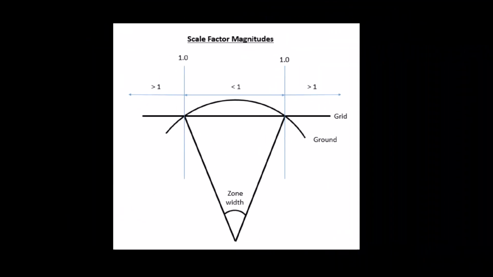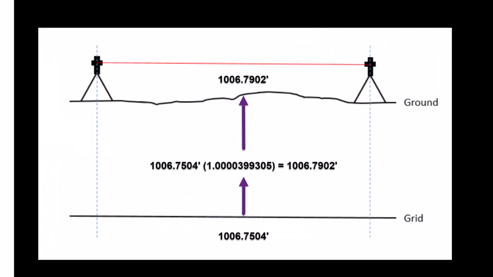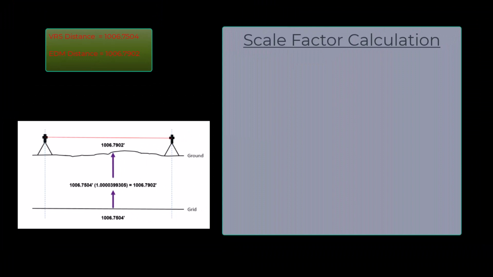This is how I like to think about calculating scale factor on a small and simple job such as this one. Our GPS points were observed in unadjusted grid. Because of that, the VRS distance between them is slightly skewed. However, we know the true distance between them because that true EDM distance came from our total station. In order to get the VRS and EDM distances to match, we have to multiply that skewed VRS distance by something in order to get the true EDM distance. That something is scale factor.